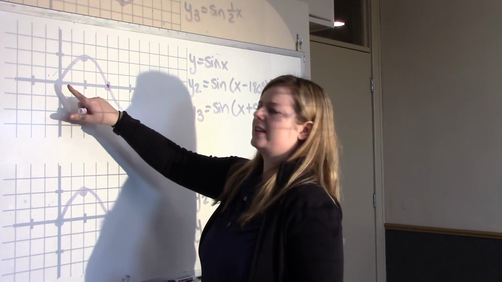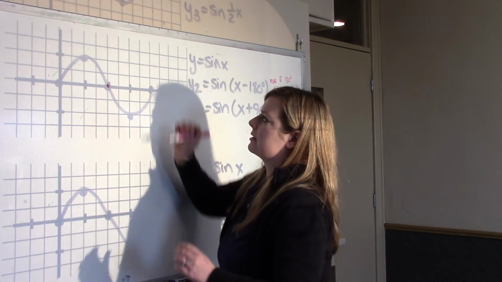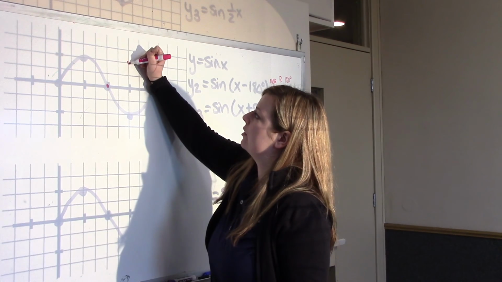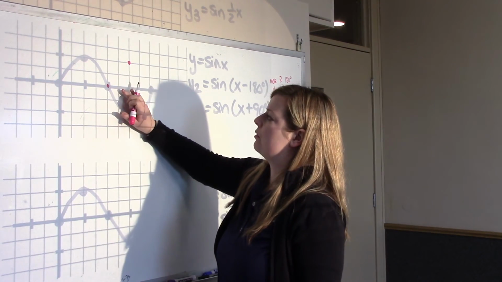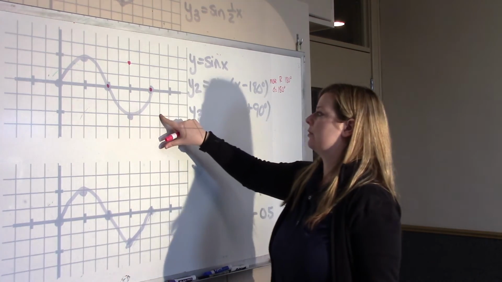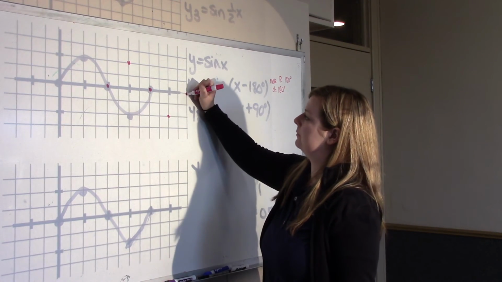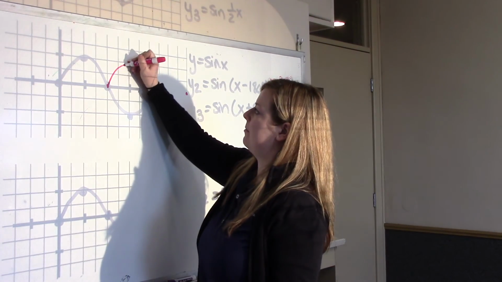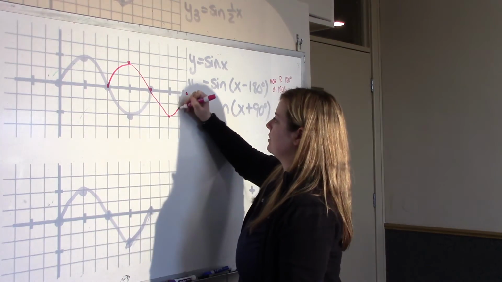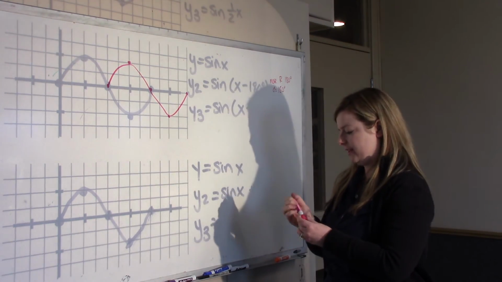So 180 degrees on this is represented by 1, 2, 3, 4 ticks, grid marks. So 1, 2. So this one now we move 1, 2, 3, 4. This one we move 1, 2, 3, 4. And this one we move 1, 2, 3, 4. Okay, so it's the same curve. It looks the exact same in terms of its shape. It's just shifted to the right by 180 degrees.